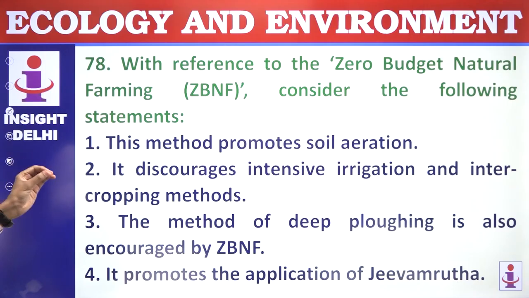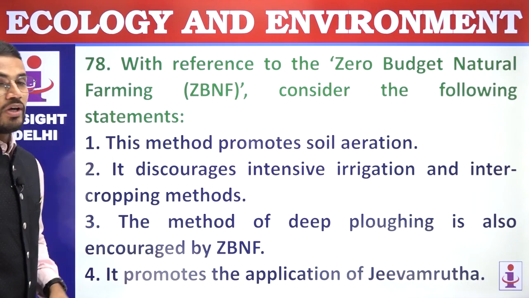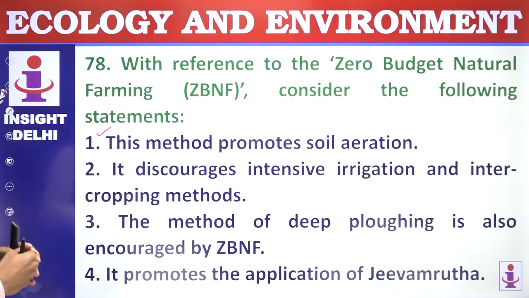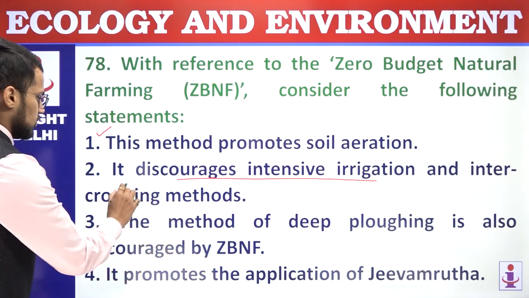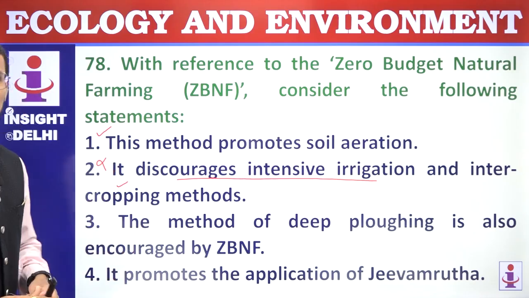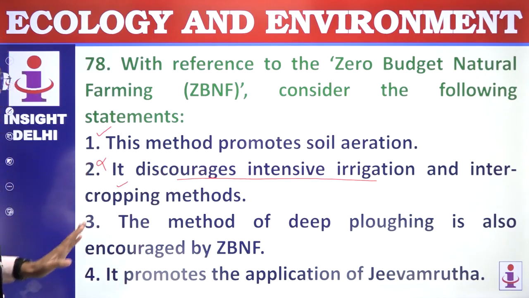78. With reference to the zero budget natural farming, ZBNF, consider the following statements. First, this method promotes soil aeration. Right, so this statement is correct. In ZBNF, soil aeration is promoted. Second, it discourages intensive irrigation and intercropping methods. Right, so yes, it does discourage intensive irrigation, but it encourages intercropping. Intercropping is encouraged, but intensive irrigation is discouraged, and that's why cumulatively we'll have to consider this statement as incorrect, because it does not discourage intercropping methods.